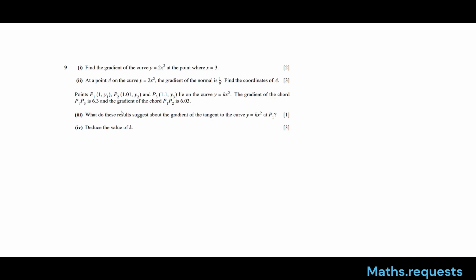Okay, so 9, part 1. Find the gradient of the curve y equals 2x squared at the point where x equals 3. So y equals 2x squared. So dy over dx is 4x. So dy over dx gives you the gradient of any point on the graph. So where x equals 3, we plug in x equals 3. So we can say dy over dx equals 4 times 3, which equals 12. The answer here is 12.